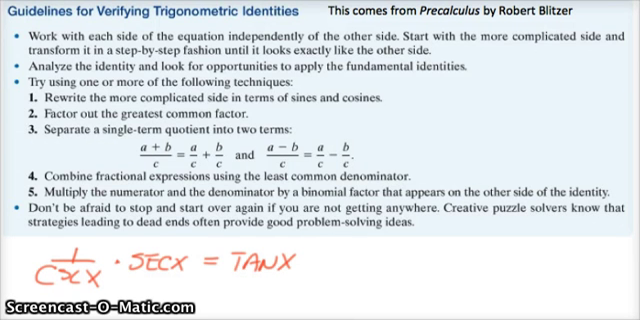Work with each side of the equation independently of the other. Start with the more complicated side and transform it in a step-by-step fashion until it looks exactly like the other side. So if we notice in this example, the left side looks more complicated than the right side. Now, rather than working down, I'm going to just remind us 1 over cosecant is 1 over 1 over sine. And secant is 1 over cosine.